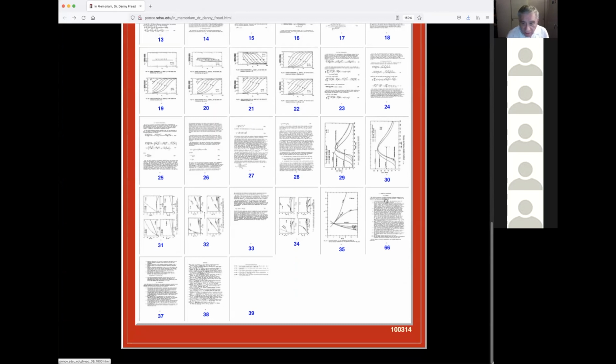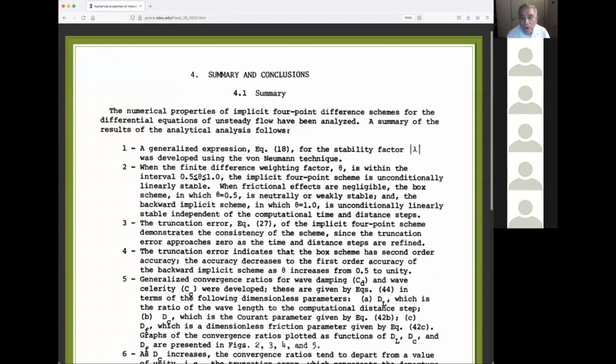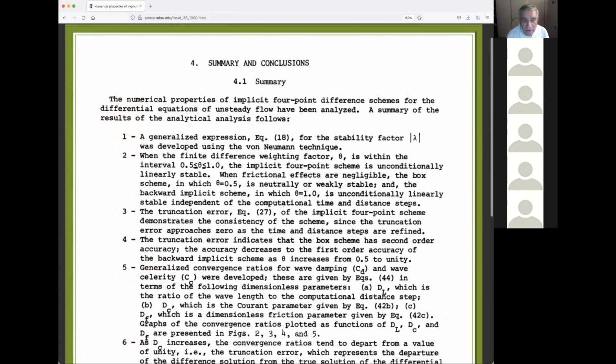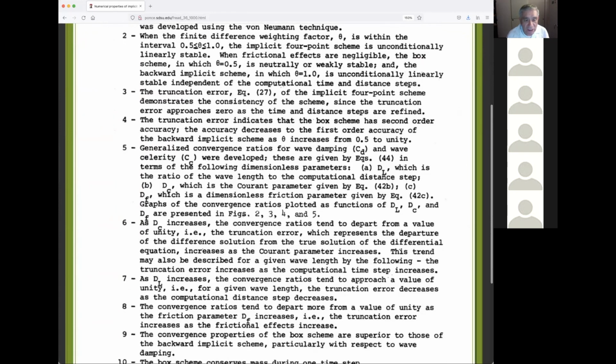And then finally, conclusions. He says numerical properties of implicit four-point difference schemes. That's exactly the same thing we did in 1978. A generalized expression was developed for the stability factor using the von Neumann technique, right? We know that. He talks about what is the stable range for the weighting factor. The truncation error demonstrates the consistency of the scheme, etc., etc.